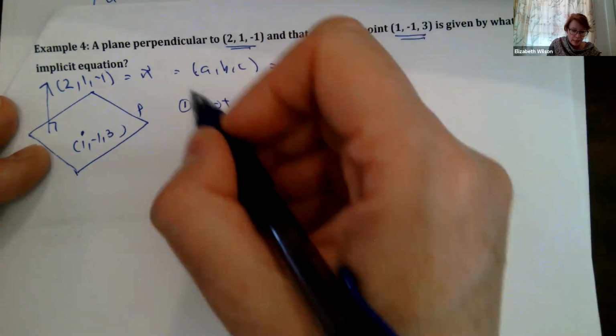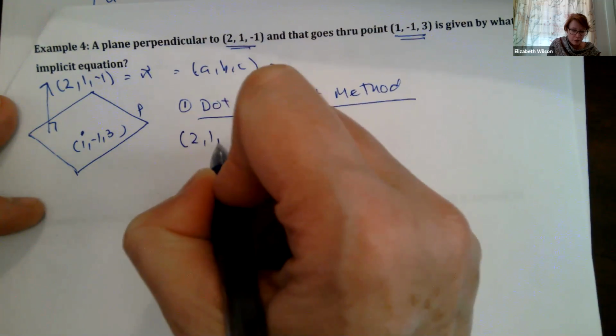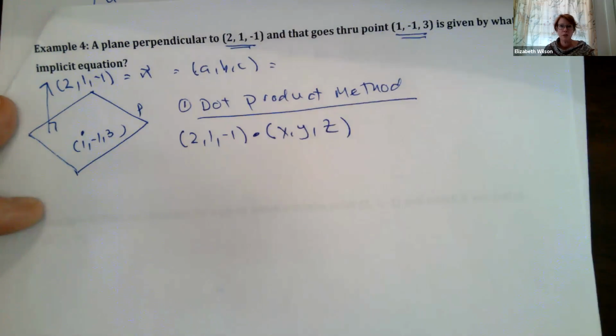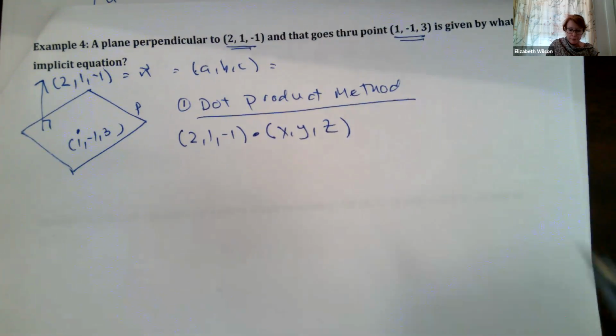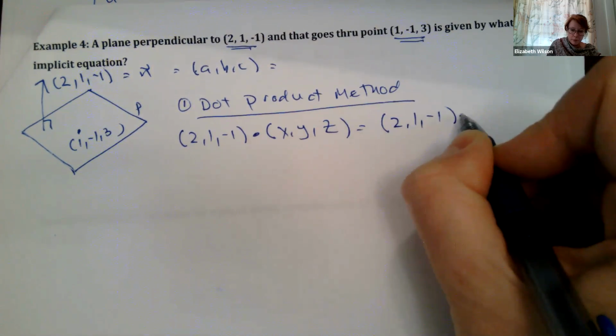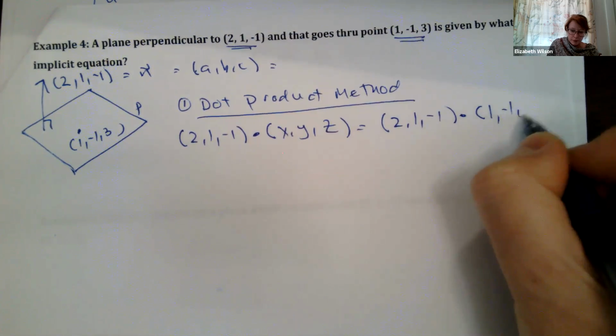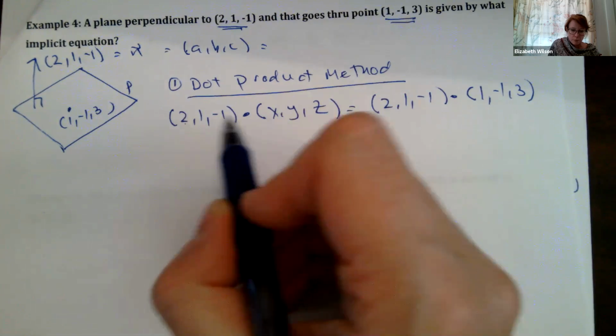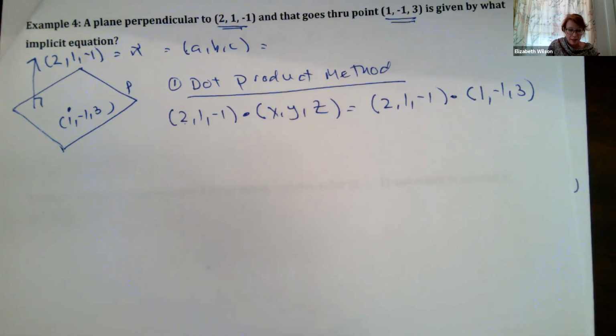Okay, I'm going to take my normal vector 2, 1, minus 1, and dot it with x, y, z, that's any generic point on that plane. And then that's equal to my normal vector dotted with the point 1, minus 1, 3. Now I'm just going to do my dot products. Remember the dot product: I multiply corresponding components and add them up.